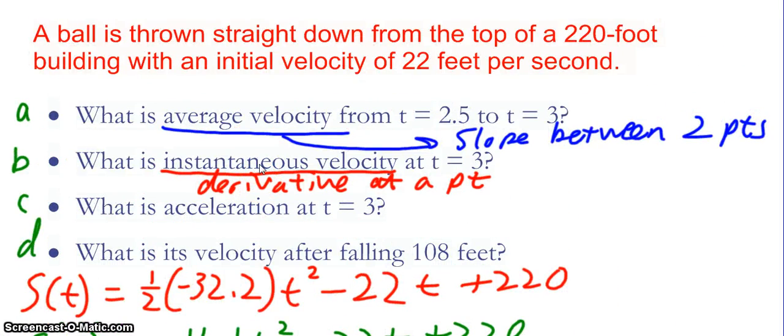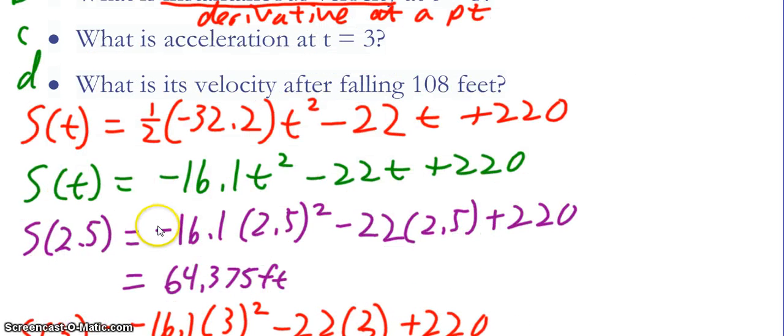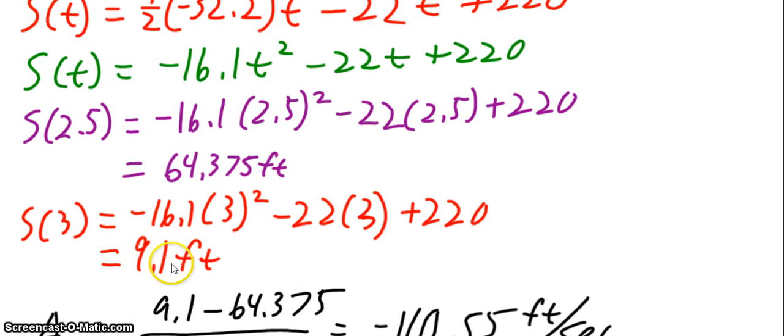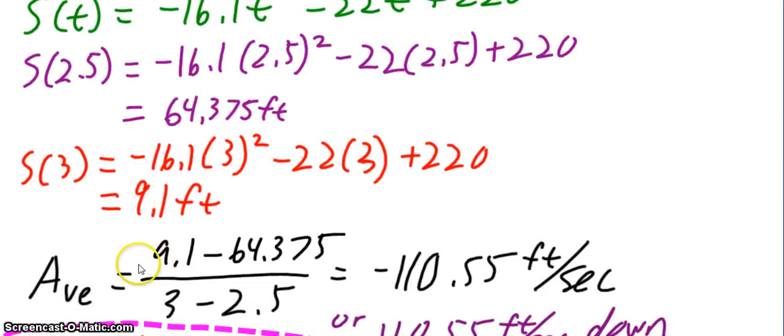Good question. So, average velocity was the slope between 2 points. So first I find what is the y value at 2.5 seconds. That is 64.375 feet. What is the y value at 3 seconds? That's 9.1 feet. And remember, this is distance from the ground, so the ball's almost hit the ground at this point. Okay, so then to find the average velocity, we find the slope. So 9.1 minus 64.375 over 3 minus 2.5, and we get negative 110.55 feet per second.